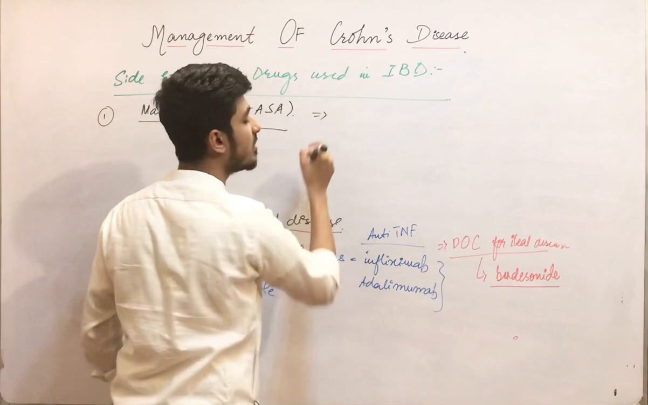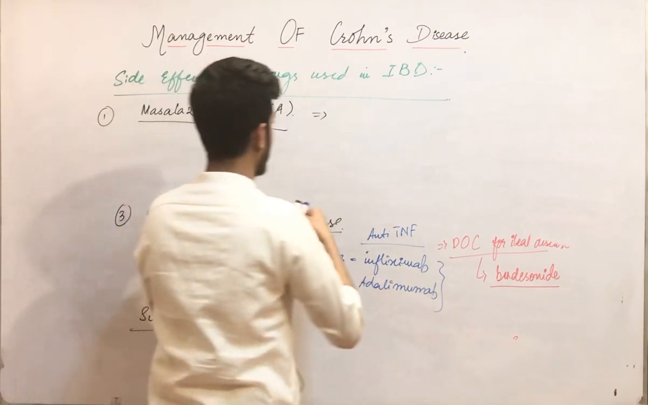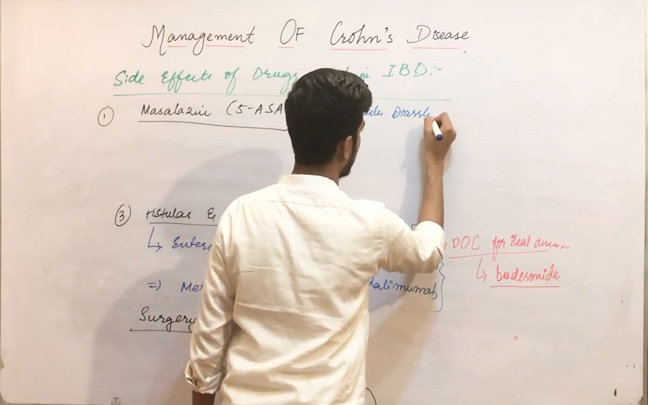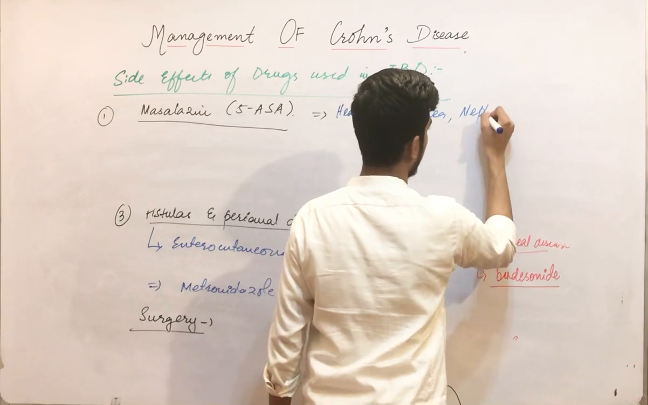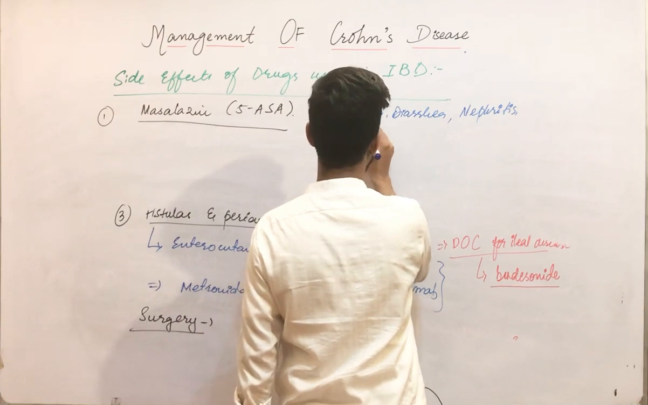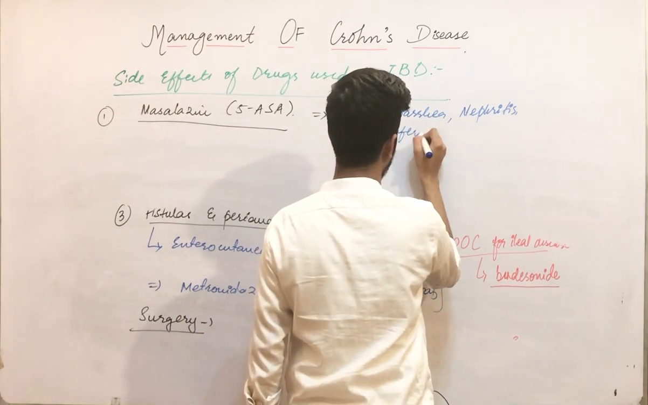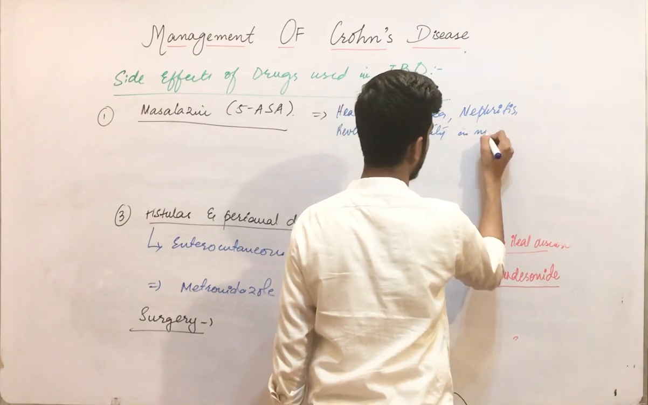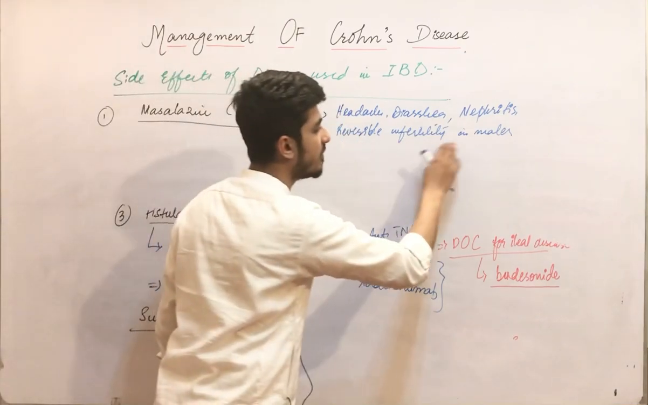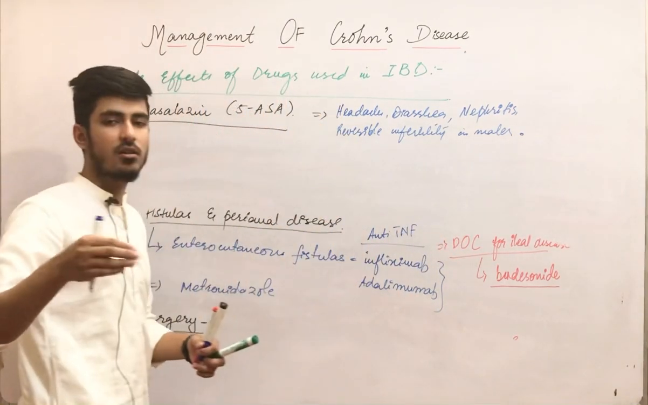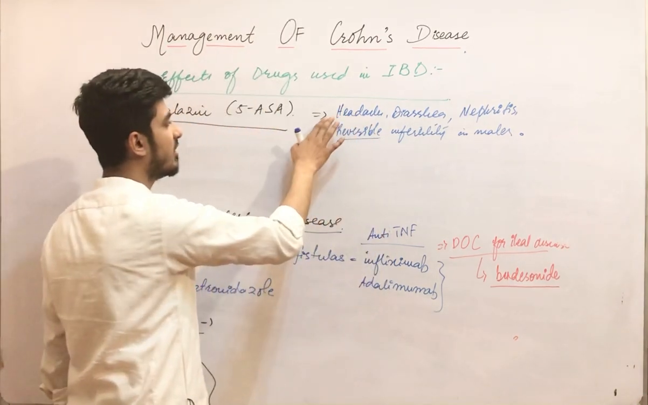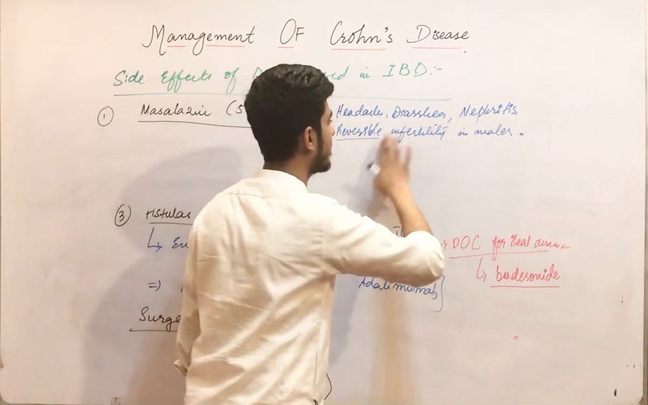So you must know certain side effects of this drug also, that are simple headache, diarrhea, and nephritis may also develop in the patient. Then there is reversible infertility in males. So remember this thing, that 5-aminosalicylic acid can cause reversible infertility in males, meaning when you stop the drug, the fertility will again be normal. So that's why it is reversible infertility. Other side effects are headache, diarrhea, nephritis, and these.